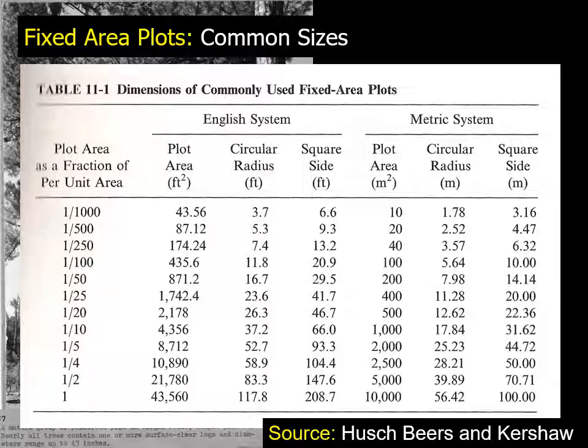Fixed area plots can come in all different sizes and shapes depending on how we want to work with our data. Commonly, we'll see circular plots and square-sided plots. But it's also good to be comfortable moving between both English unit systems and metric systems within these approaches, as they're often used interchangeably in many different fields of natural resources.